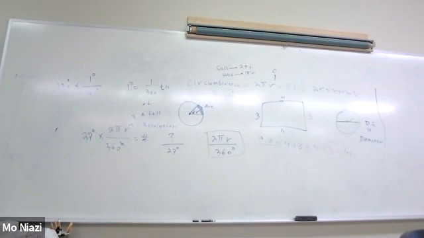Circumference is 2 times diameter. Diameter is 25.